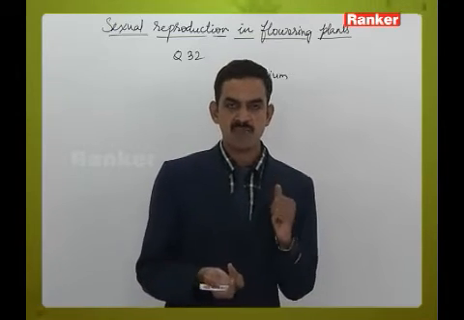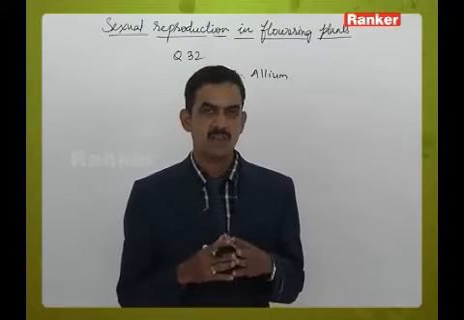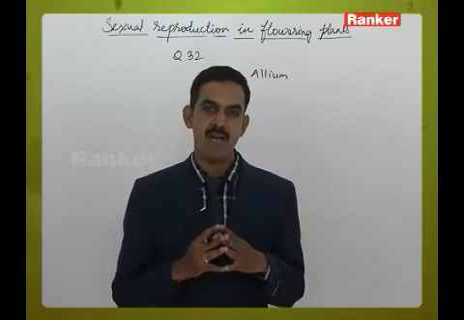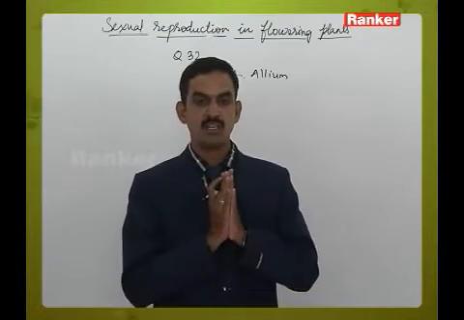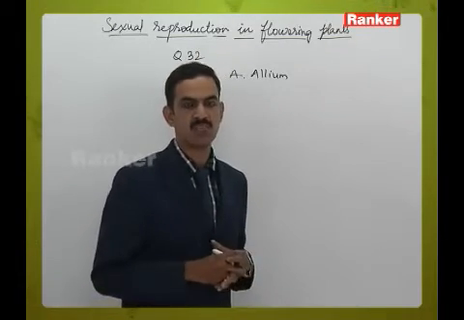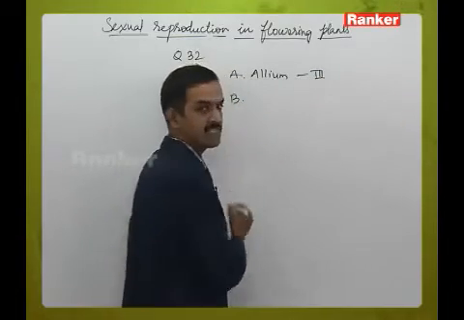Umbel inflorescence, in which the peduncle is condensed, and on that condensed peduncle the flowers will develop in a centripetal manner, that is from periphery to the center. So A, allium, that is protandrous flowers with umbel inflorescence. B is solanum.